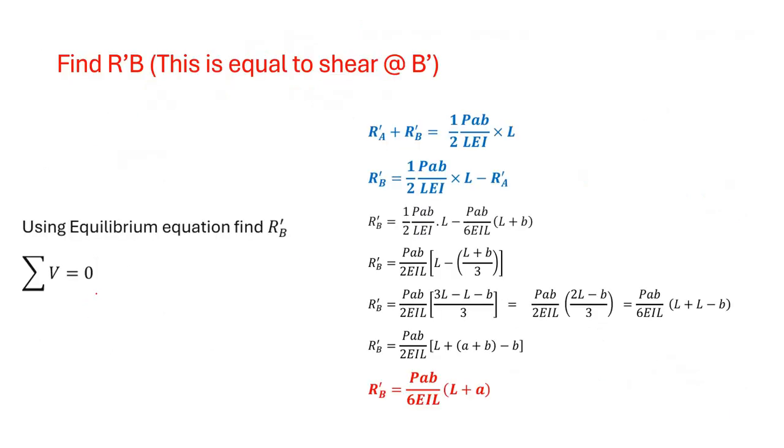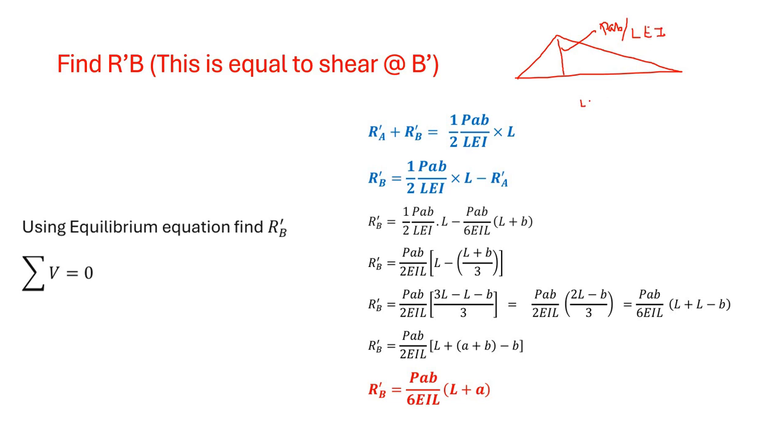Now here you have to apply the second equilibrium equation, that is, the summation of all vertical forces equal to 0, which will give you RA dash plus RB dash equal to half times PAB by LEI multiplied by L. Because you know that the total loading is here, you can note down that this is already found as PAB by LEI.